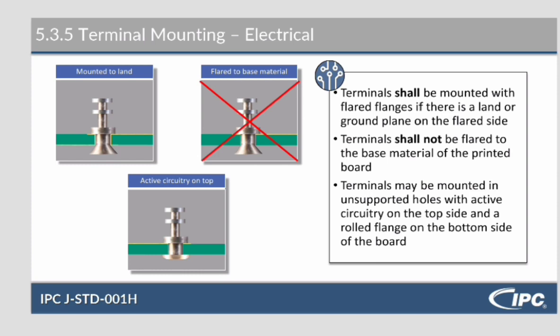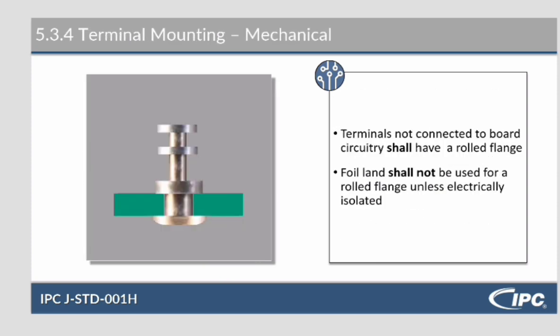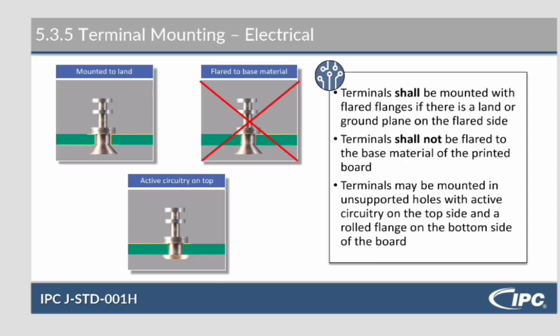So that's the difference between an electrical and a mechanical. Electrical is when they're flanged. Terminals shall be mounted with flared flanges if there is land or ground plane on the flared side. Terminals shall not be flared to the base material of the printed board. If it needs to be flared to the base material of the printed board, then it needs to be a rolled flange.